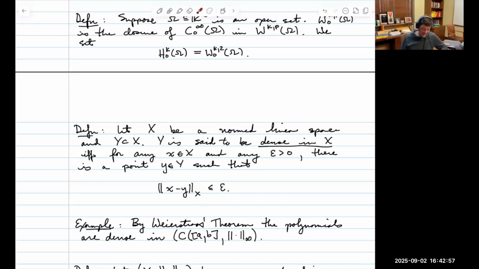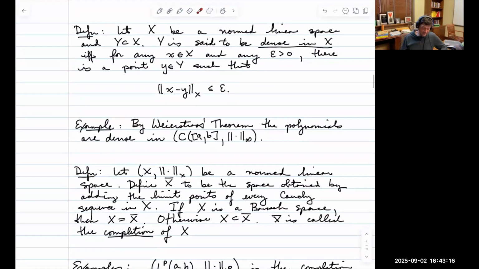Okay, so that says that any point that you have in the bigger space, there's going to be a y in the subset which is very, very close to that. So how close? Any epsilon that we'd like to choose. It's going to be within epsilon in norm.